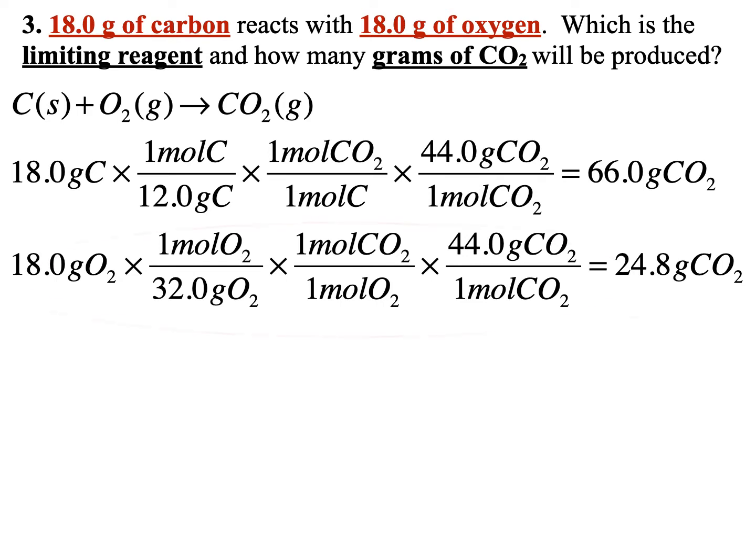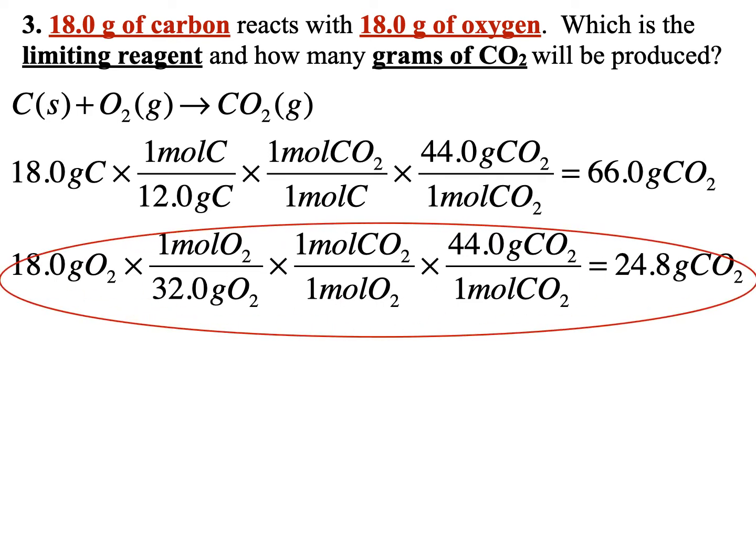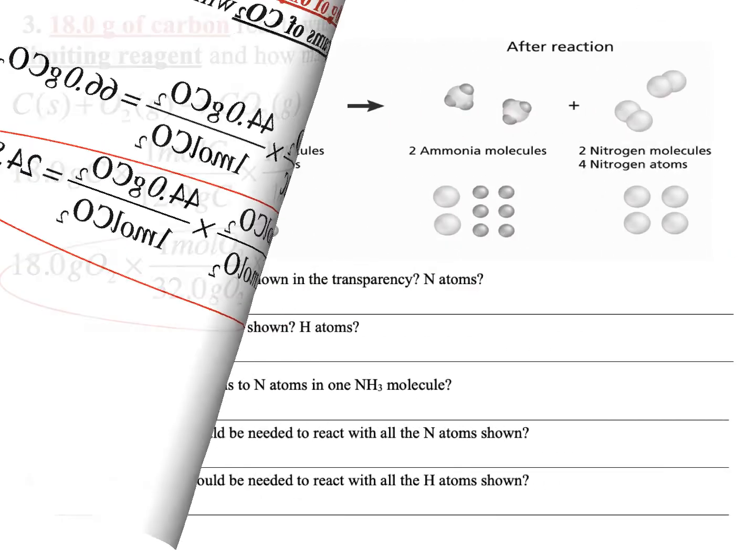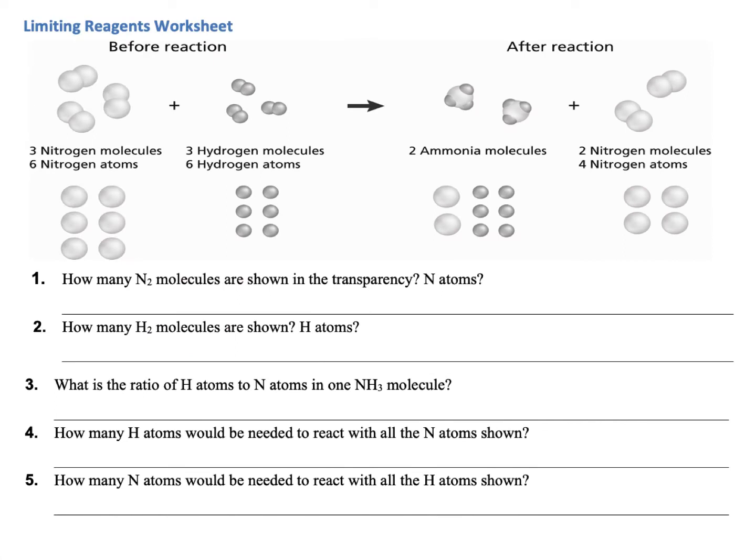So that obviously is telling me that my 18 grams of oxygen is my limiting reagent because it only is going to make 24.8 grams of carbon dioxide. In this one, it does not ask you to figure out how much carbon is left over, so we don't need to. The next thing we're going to do is called a limiting reagent worksheet.